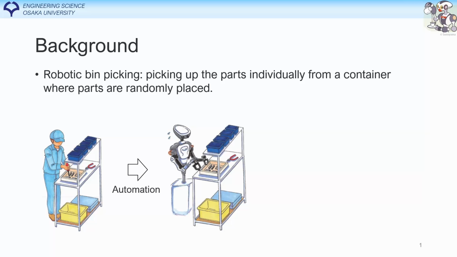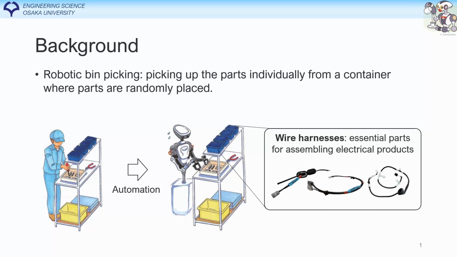To automate the process of assembly line in manufacturing, we're working on robotic bin picking. It refers to picking up parts individually from a container where parts are randomly placed. Robotic bin picking using wire harnesses, which usually have complex geometries with bundles of cables and rigid connectors, is an important topic for automation, but is also extremely difficult.